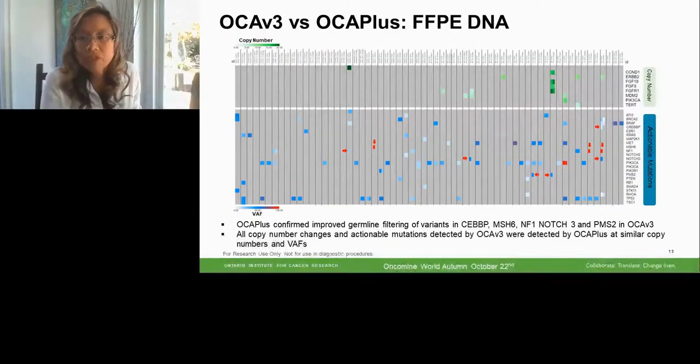And what do the results look like in terms of copy number and actionable mutations? Once again, we see excellent concordance between variants detected in the overlapping genes between OCAv3 and OCAplus. In fact, there is improved germline filtering in OCAplus, and we were able to filter out some variants that were detected in OCAv3 and were passing the filter. All copy number changes and mutations detected in both assays exist at similar copy numbers as well as variant allele frequencies.